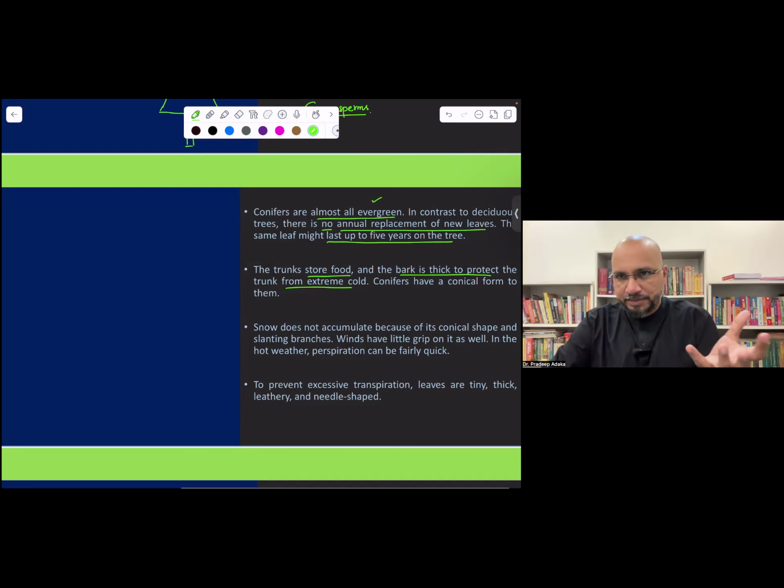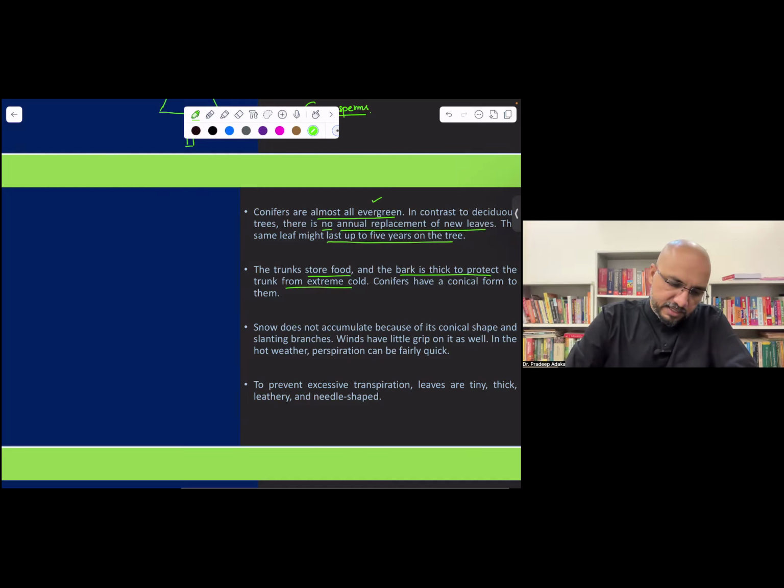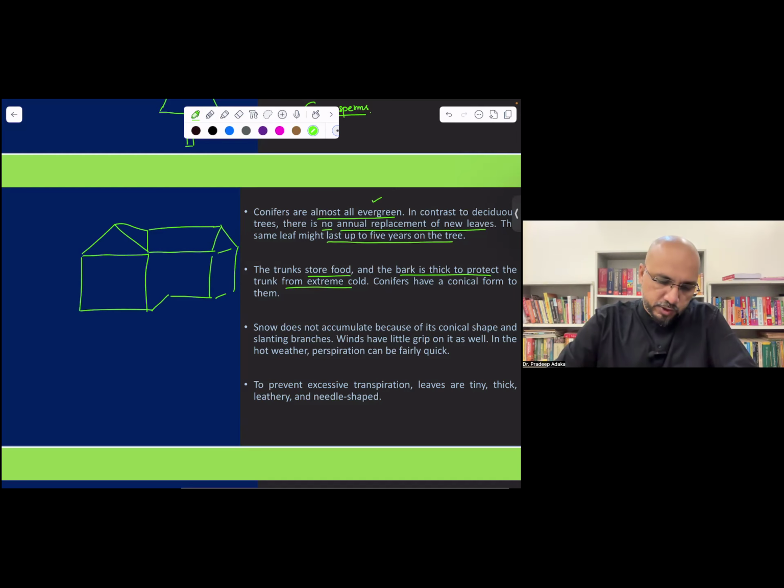If they had an umbrella shape or some other form instead of a conical shape, snow may accumulate. You must have seen in cold areas or in temperate regions, the roofs are conical, right? You must have observed this. They have this type of roofs because when snow accumulates on the top, it will easily slide down.